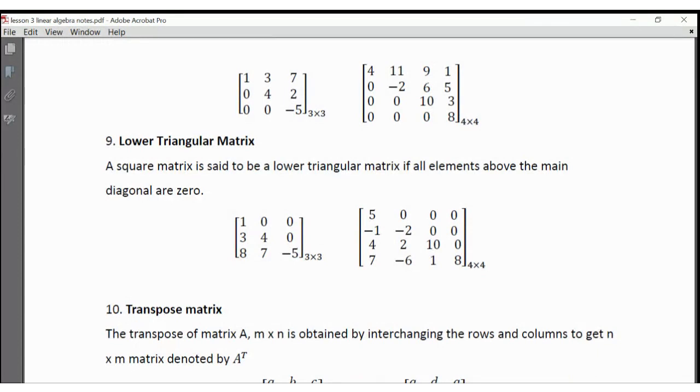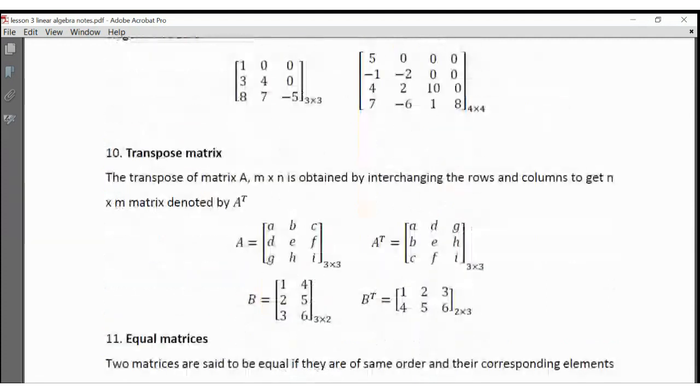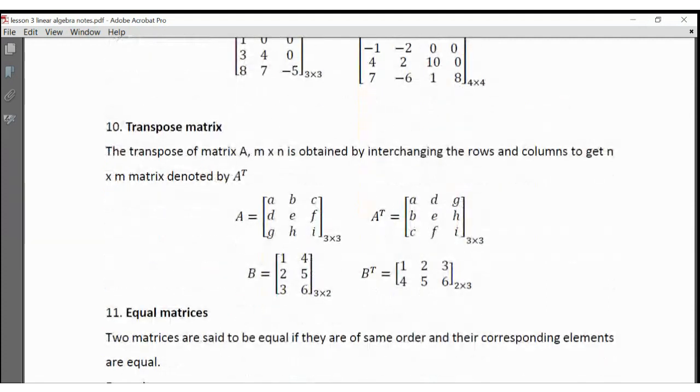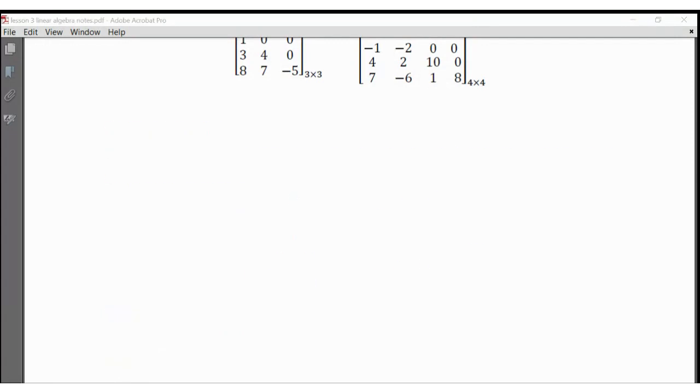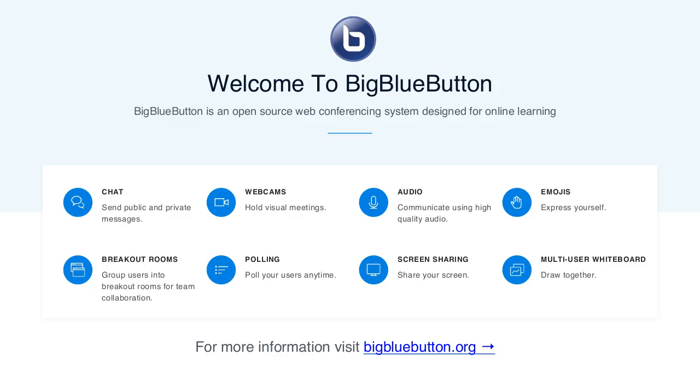We have the transpose of a matrix. If you interchange the rows and the columns, then it becomes a transpose. So you can see the first element. Maybe I can do it here on my board to demonstrate the transpose of a matrix. Let me share the other board.